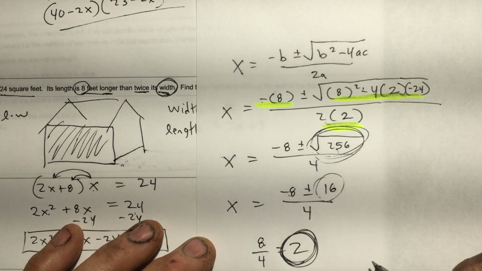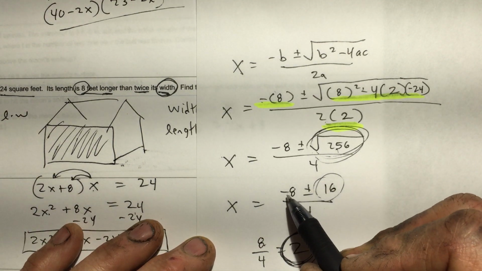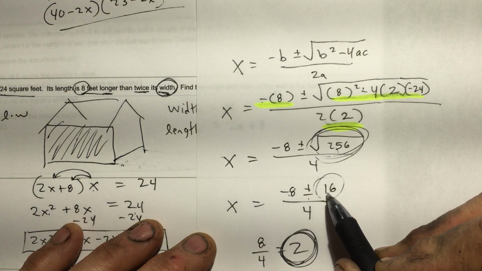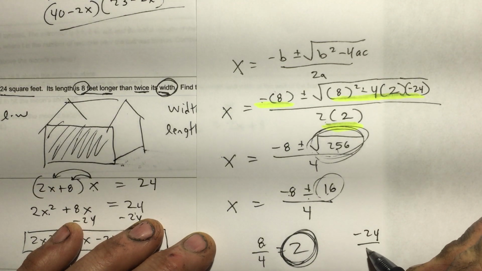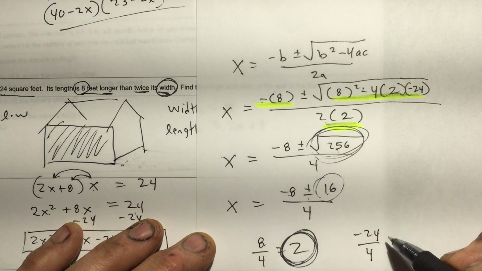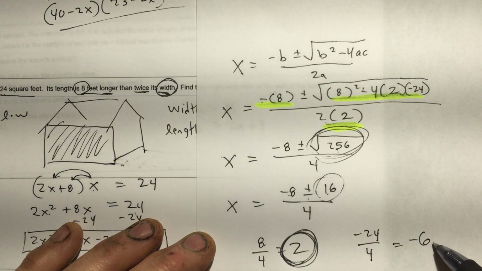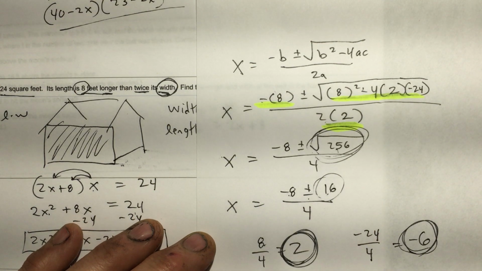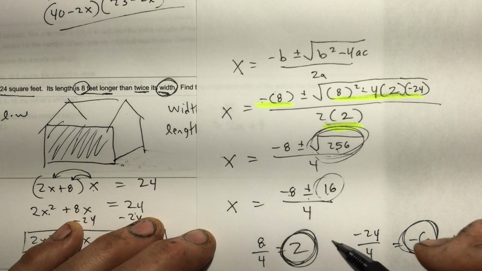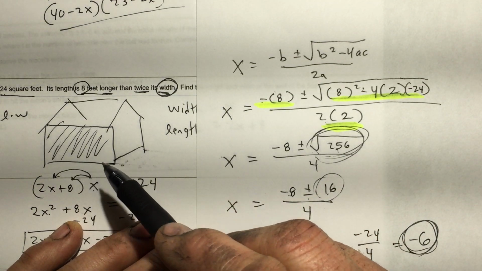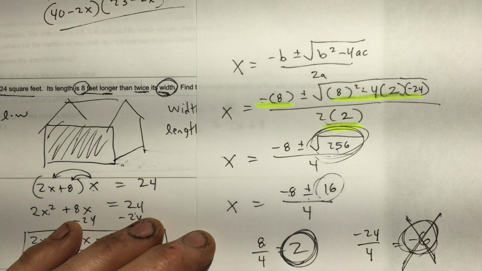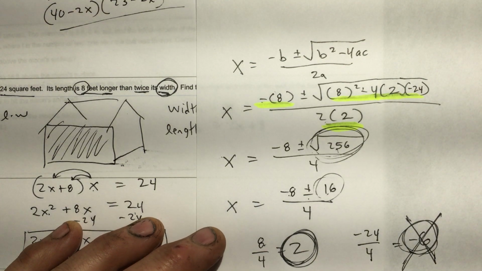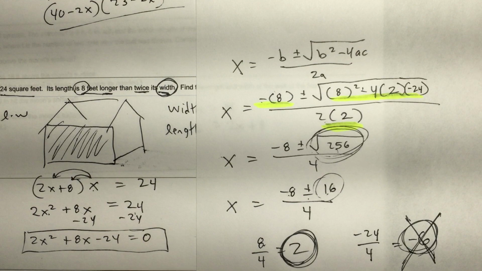Okay. Now, what's the other one? So I do negative 8 minus 16, which is negative 24, divided by 4, which gives me negative 6. There's my other answer. Okay. But we can't have negative values for distances and stuff. So this is out. We can't have that one. So my answer for x is 2.